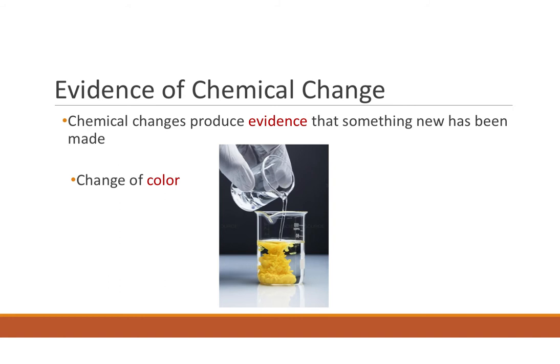Chemical changes produce evidence, which is a handy thing because we can look for this evidence to see if a chemical change has occurred. One common evidence is a change of color. So here we have a clear liquid in one beaker being mixed with the clear liquid you see in the other beaker, but we definitely have a color change because we see a yellow substance forming as those two clear liquids come together. So that lets us know a chemical change has occurred.